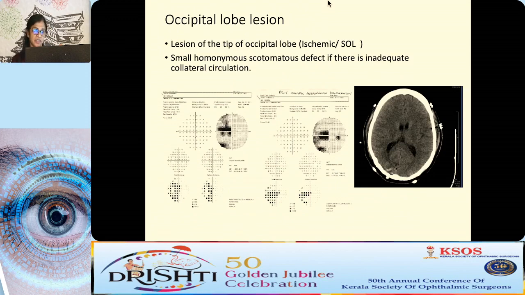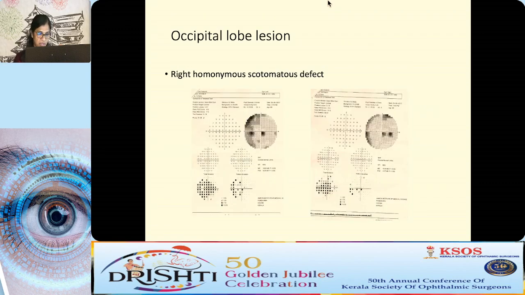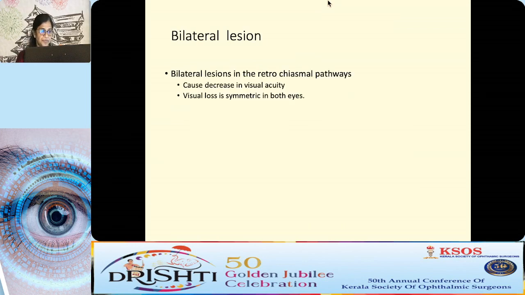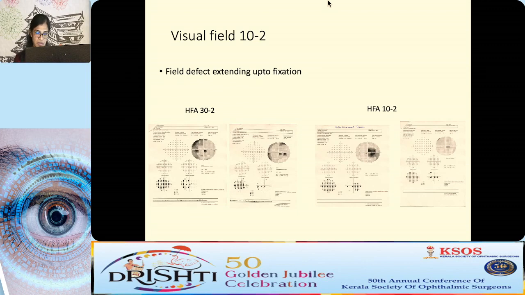A lesion at the tip of the occipital lobe can result in a small homonymous scotomatous defect. So here you can see a small left homonymous central scotoma. Again, ischemia causing a right homonymous scotomatous defect. When there is a bilateral lesion, it can cause vision loss that is symmetric in both eyes. Okay.